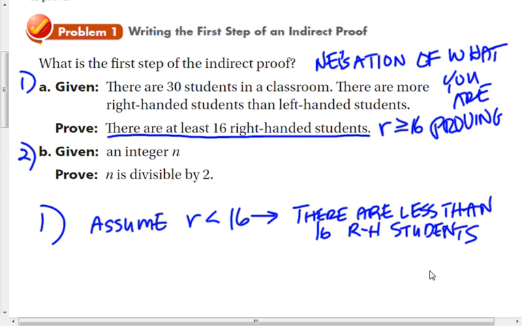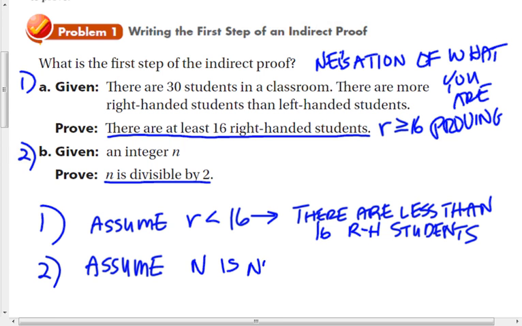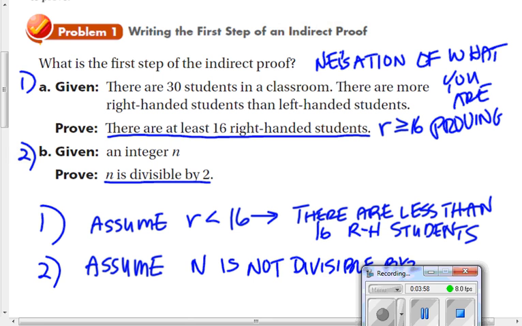And in the second one, we're trying to prove that n is divisible by 2. So what we would want to assume if we're doing an indirect proof is that n is not divisible by 2. And we would just write that out. N is not divisible by 2. All right, you try that.